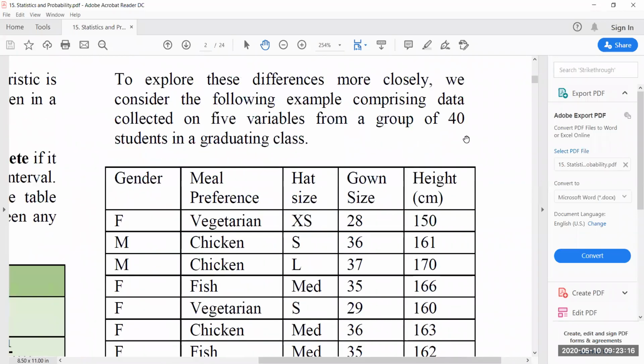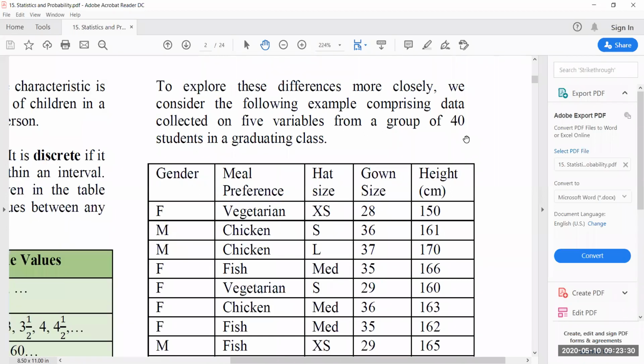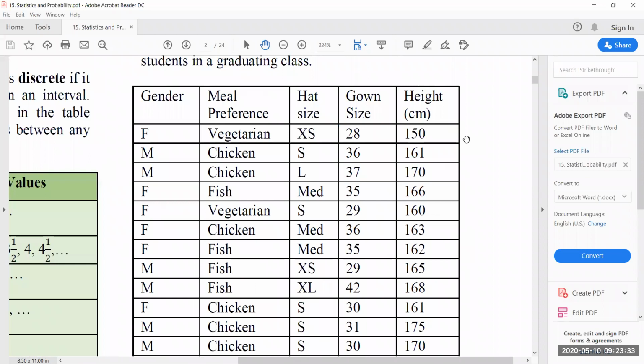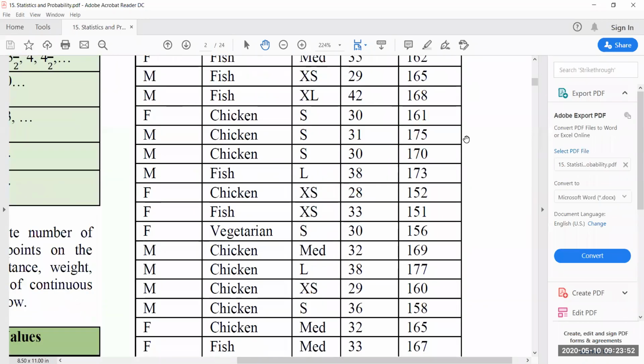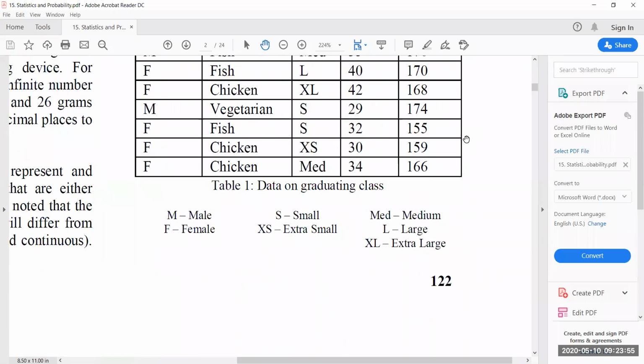So let's see here. To explore these differences more closely, we consider the following example comprising data collected in 5 variables from a group of 40 students in a graduating class. So as you can see here, we have gender being male or female. We have their meal preferences from vegetarian, chicken to fish, etc. Then we have their hat sizes from extra small to extra large, etc. Then we have the gown sizes and we have their heights. As you can see in this entire table here, I will send you all this handout as soon as I'm finished, right? So you will be able to take a better look at it.